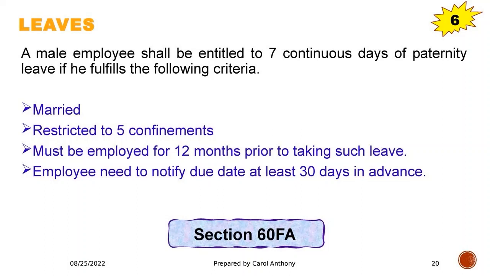So the male must be married. It's different from maternity leave. Maternity leave for ladies, there's no criteria that she should be married. Okay. It could be she's not married. Fine. But for male, there's a criteria should be married. Okay. Restricted to 5 confinements, same thing. Okay. Just like female, 5 children, and must be his own biological children. Okay, cannot be his stepchild or adopted child. No, not counted. Must be his own child.